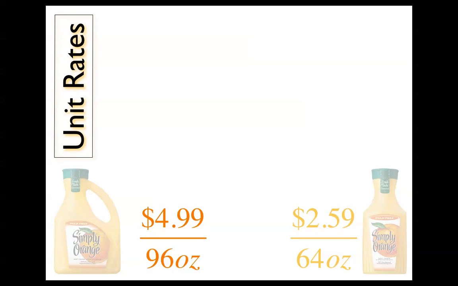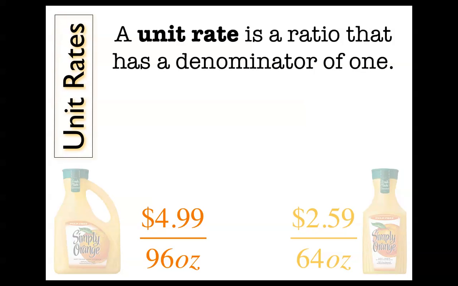Well, this is where the idea of unit rates comes in. Unit rates have a denominator of 1. In other words, instead of finding out how much money you're spending per 96 ounces or per 64 ounces, unit rates help us figure out how much money you're spending per ounce, per 1 ounce. And that is going to help us compare to see which of these two rates is a better rate.